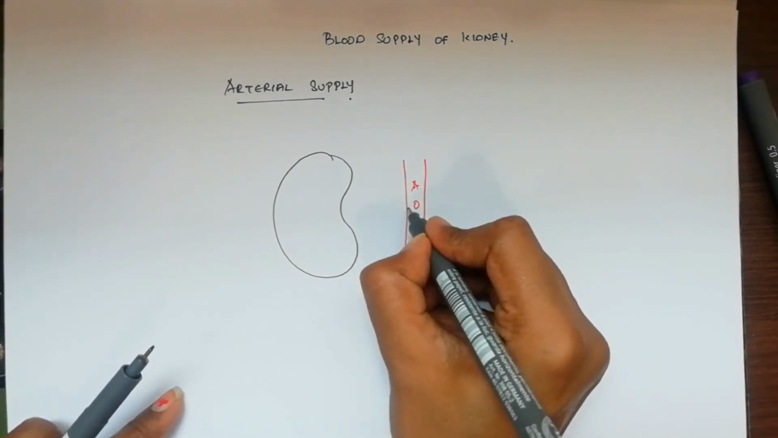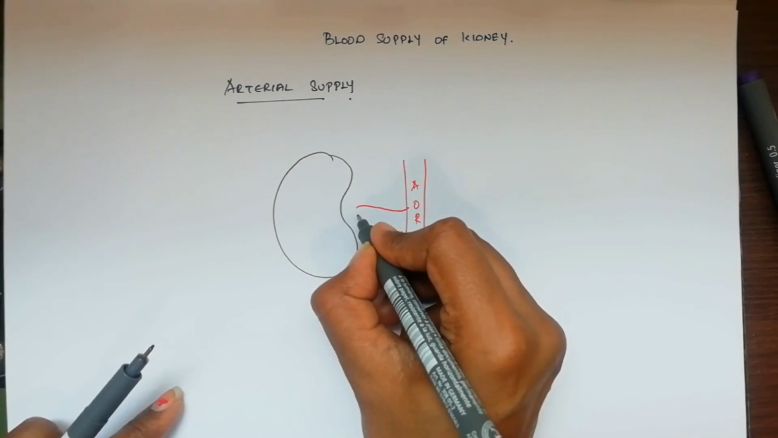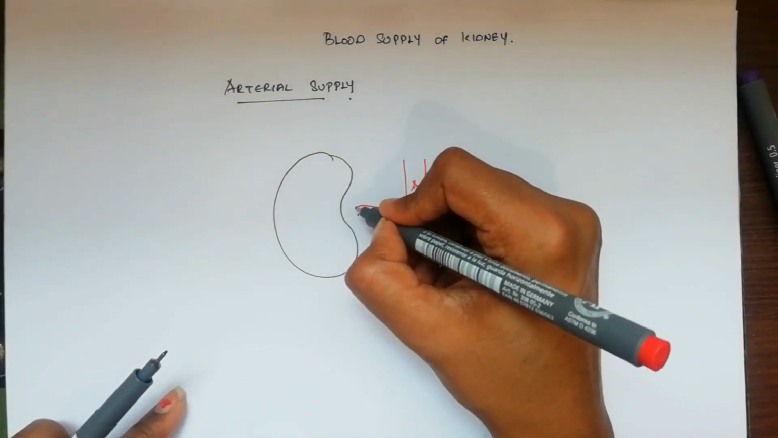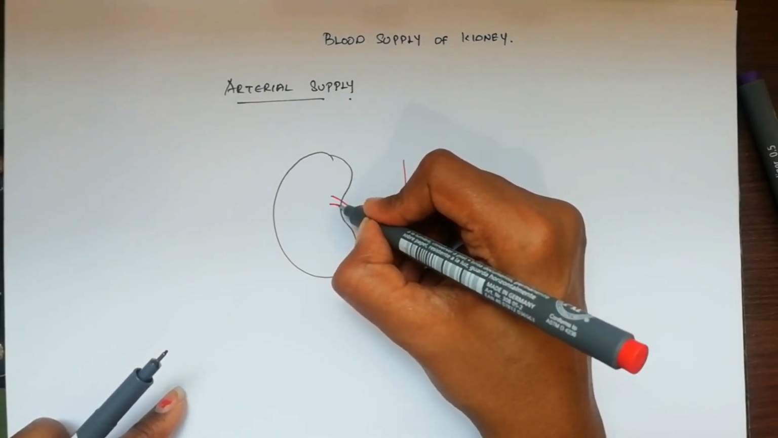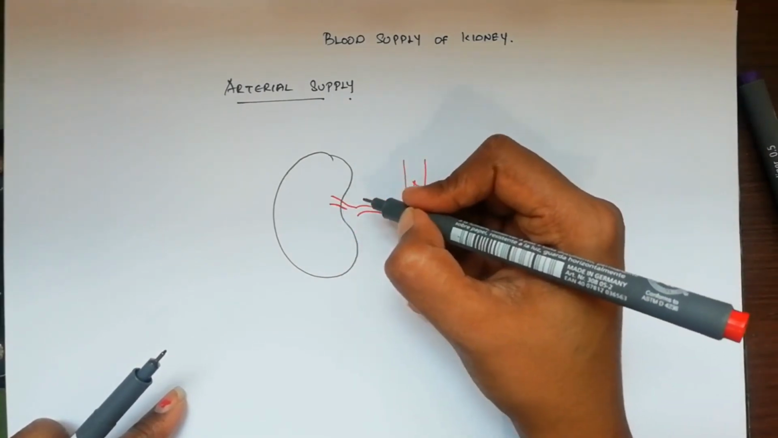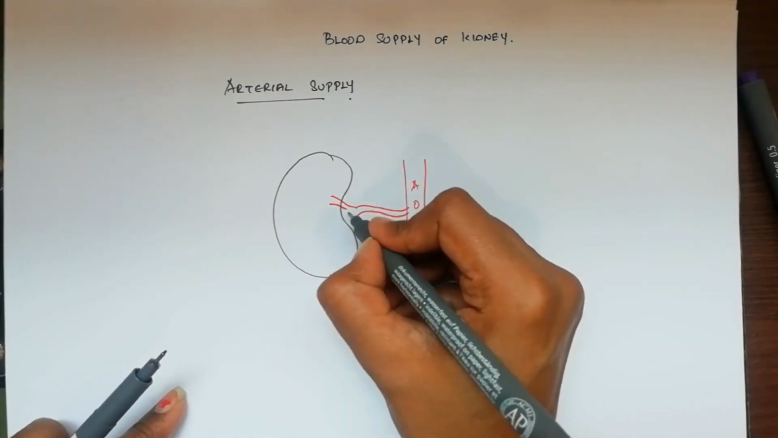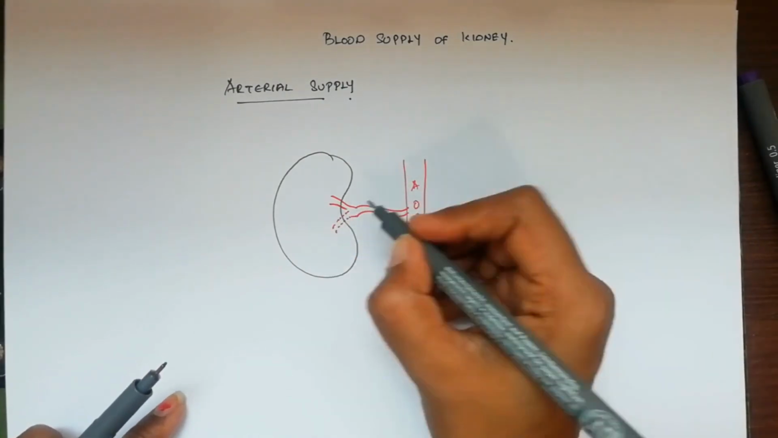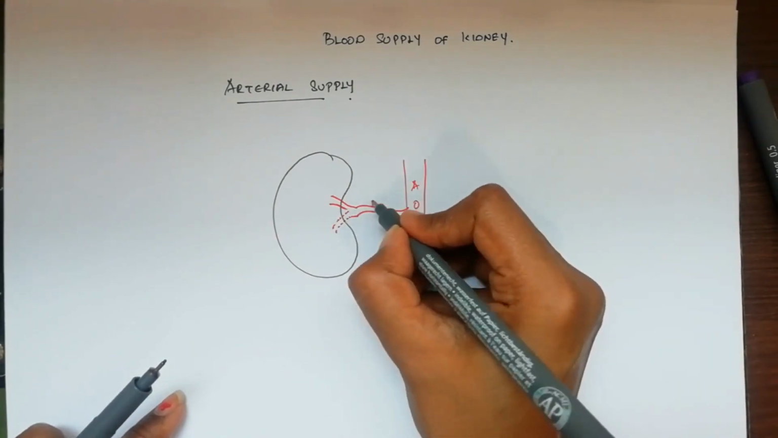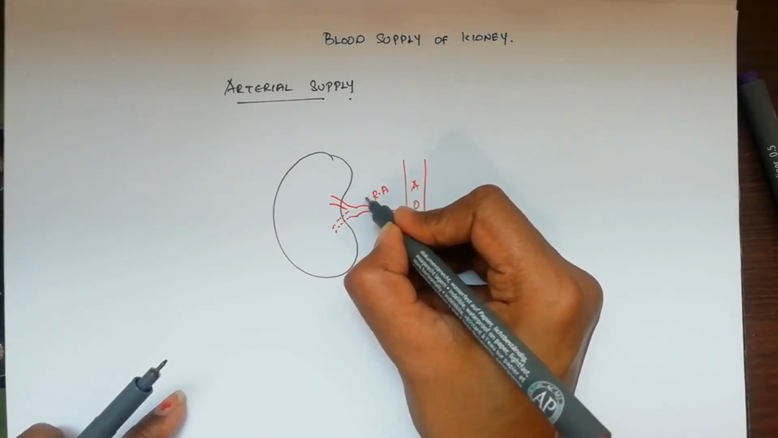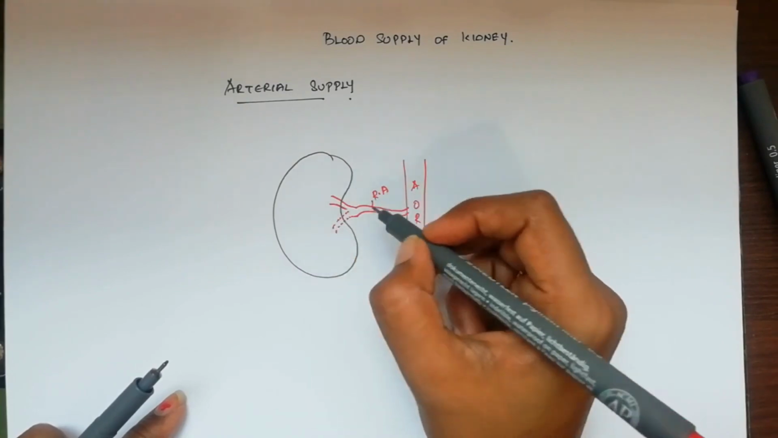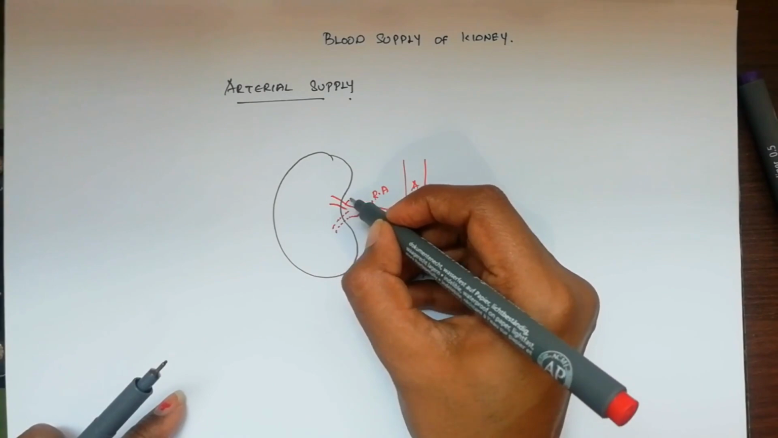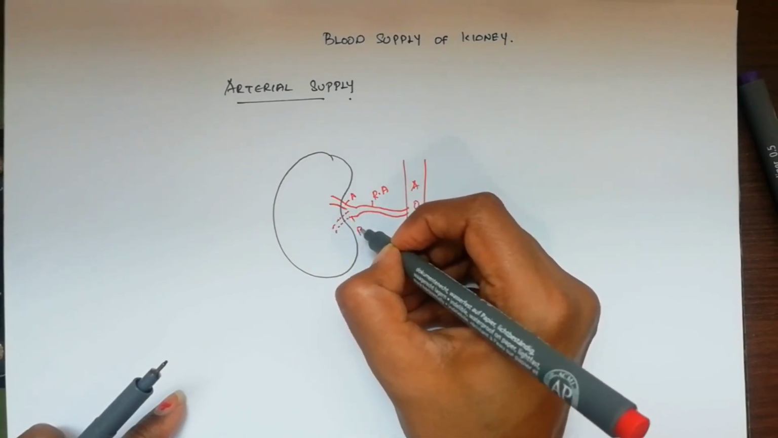So from the aorta we have our renal artery coming. This renal artery, before reaching the hilum, is going to divide into two divisions, anterior and posterior. The renal artery is the artery which supplies the kidney, and before joining the hilum, it divides into anterior and posterior divisions.